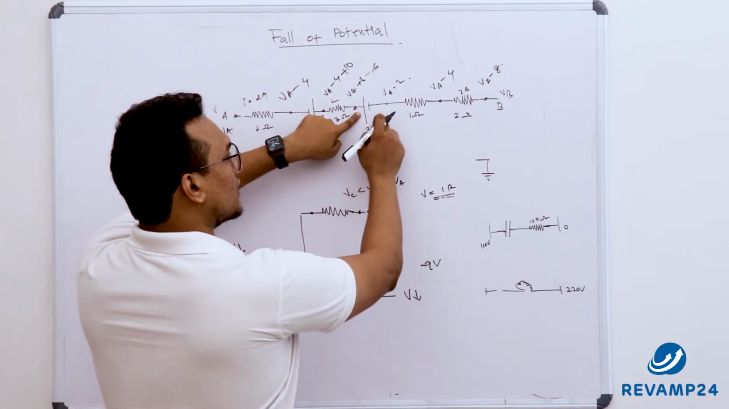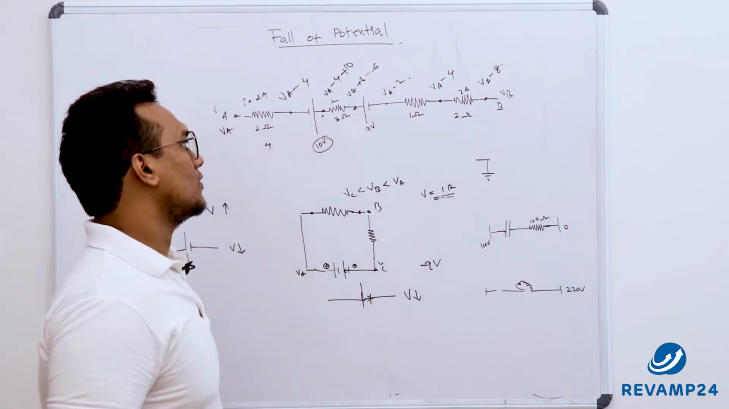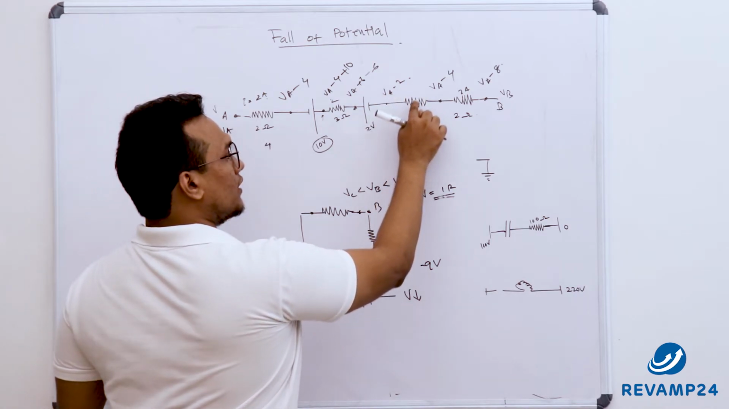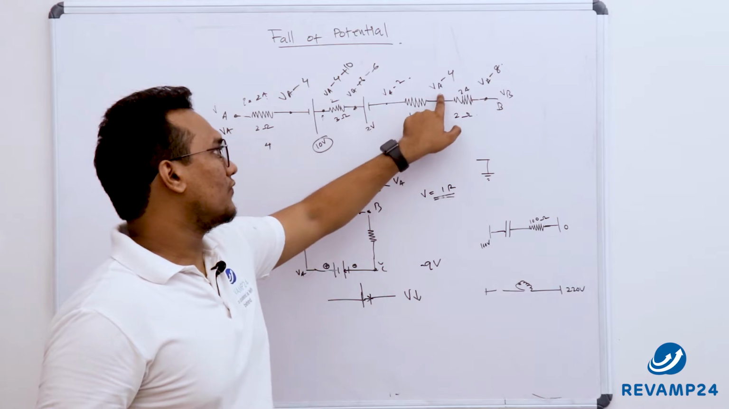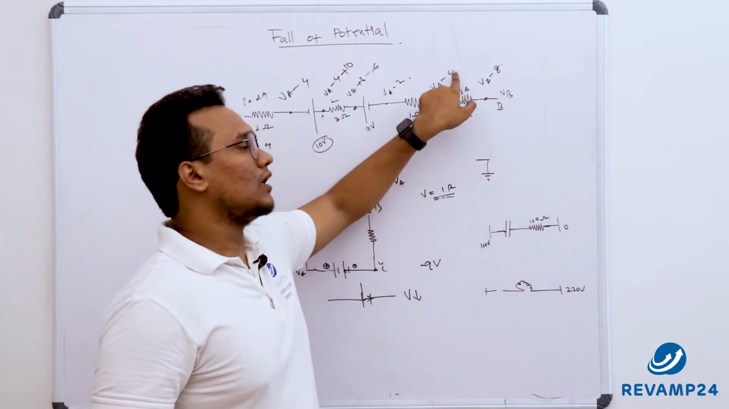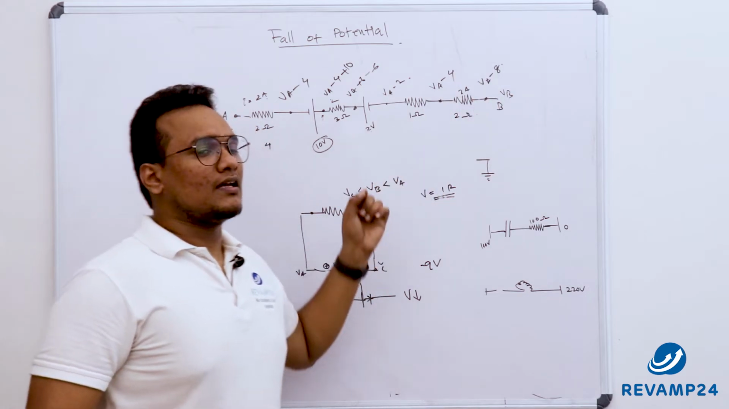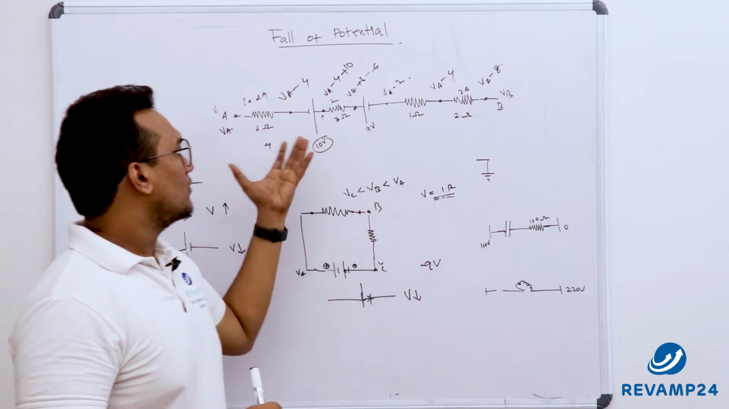Now from positive to negative, potential will decrease. How much? By this value, VA minus 2. Now from VA minus 2, 1 into 2 will decrease, then that will be VA minus 4. Again resistance. Now from VA minus 4, 2 into 2 will decrease, that is 4. So VA minus 4 minus 4, VA minus 8. This is very important for your Kirchhoff law. So make a note of it.